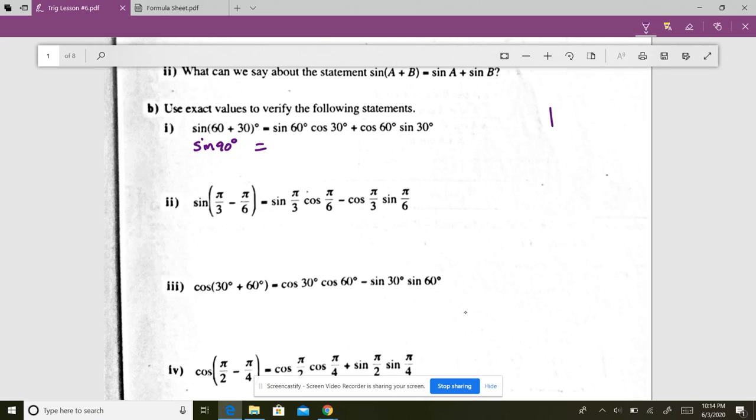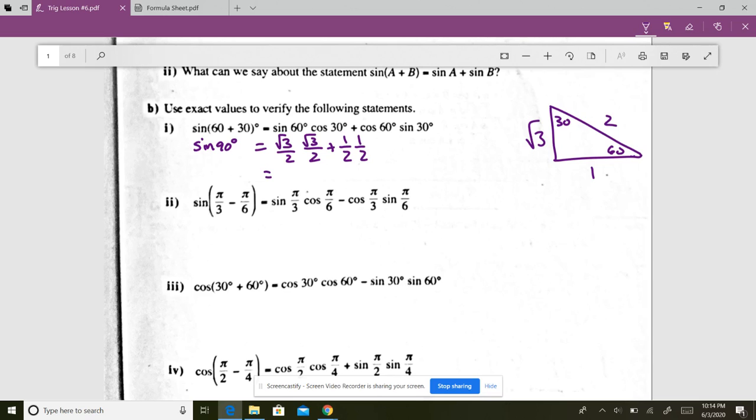So sine of 60. If we do our special triangles for 30 and 60, 30 goes there, 60 goes there, that's 2, that's 1, that's root 3. Sine of 60, so sine opposite over hypotenuse, is root 3 over 2. Cosine of 30, this one right here, is root 3 over 2. Cosine of 60 is 1/2. And sine of 30, opposite over hypotenuse, is 1/2.